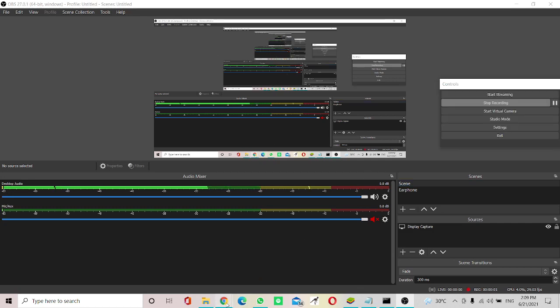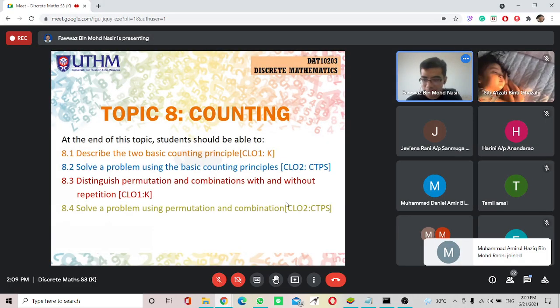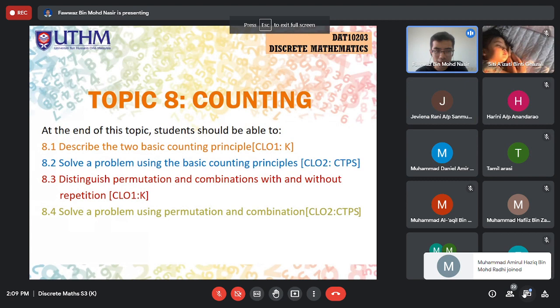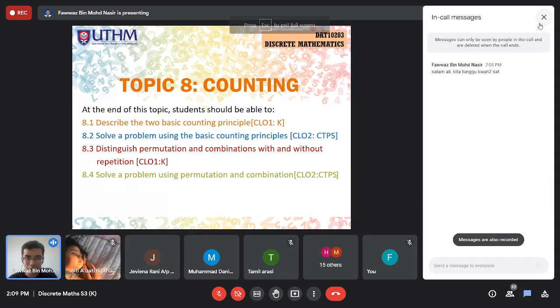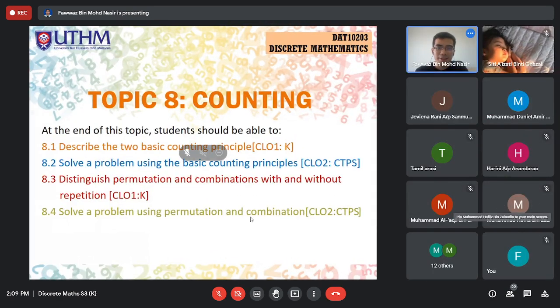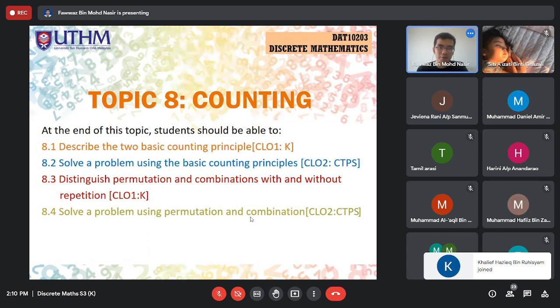Topik 8. So untuk hari ni kita akan cover topik 8 dulu, lepas tu nanti kita go through instruction for korang punya case study, and then kita go through jawapan test. Okay, so kita tengok dulu topik 8, counting.